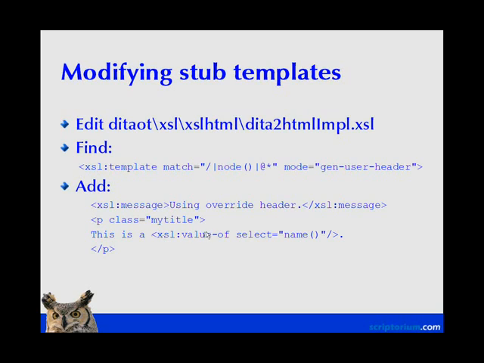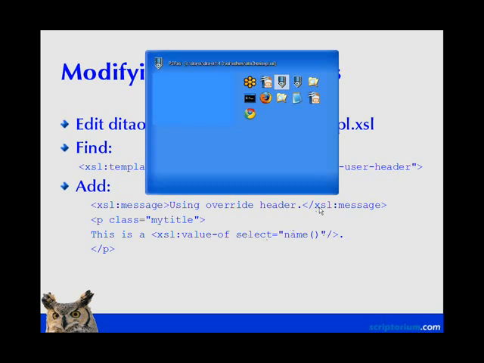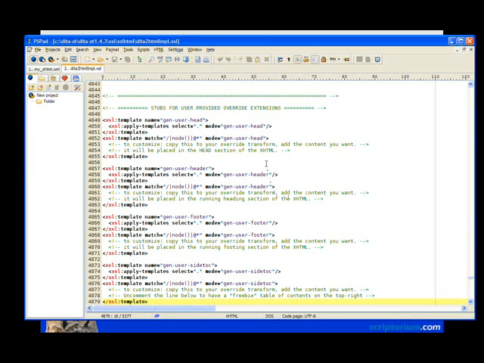And then it outputs into our head a paragraph using the class myTitle, and then it says, this is, and here we use a little bit of XSL that says, tell me the name of the current object that we're processing. So for a task topic, it's going to say this is a task. If we're in a concept topic, it's going to say this is a concept. So let's go ahead and make this modification.